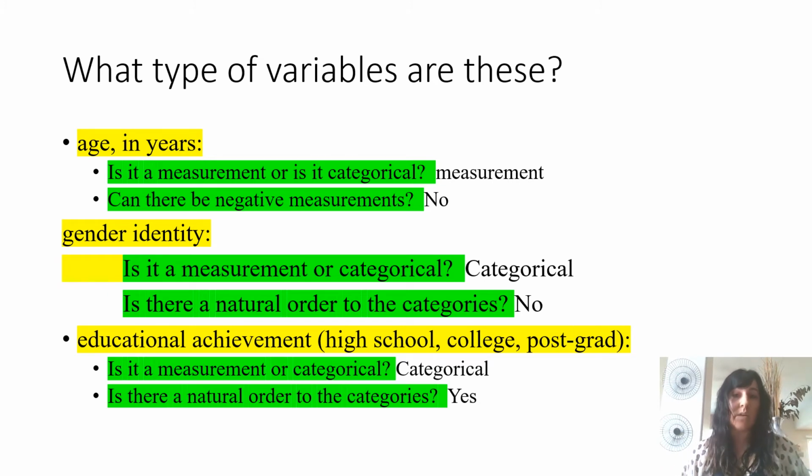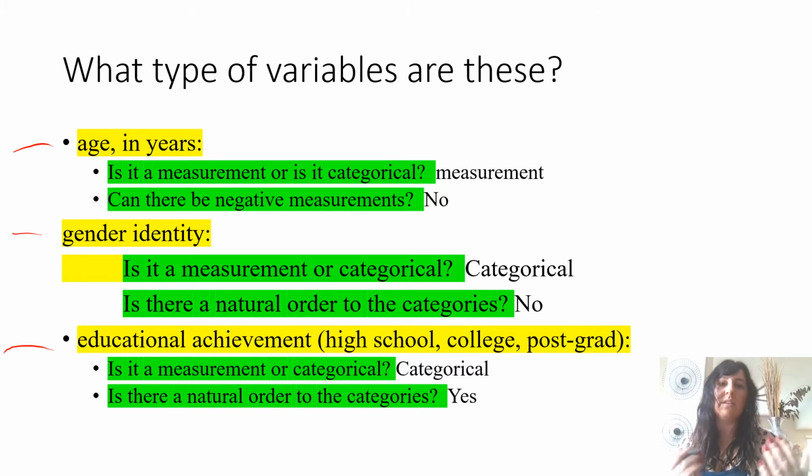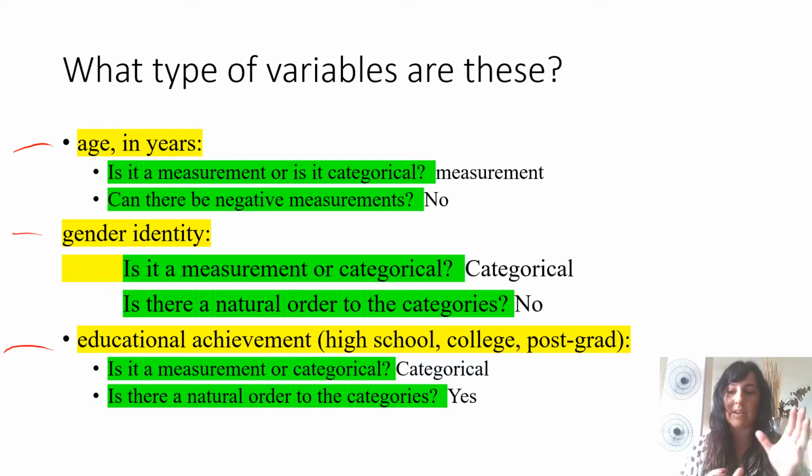Okay, so what type of variables are the ones that we're supposed to be looking at? The variables that we're looking at are age in years, gender identity, and educational achievement. So let's look at age in years. I put together some questions that you can ask yourself when you need to figure out what type of variables these are, just some real quick, simple questions to direct where your focus is going to be.